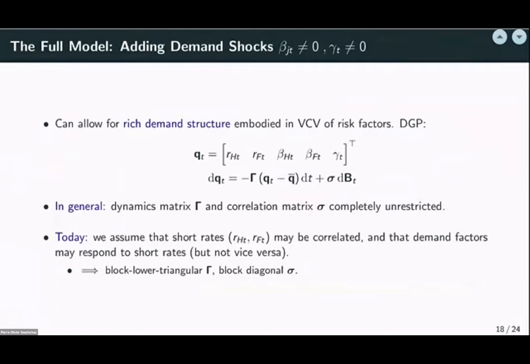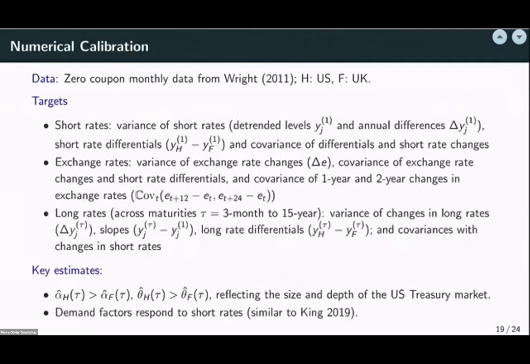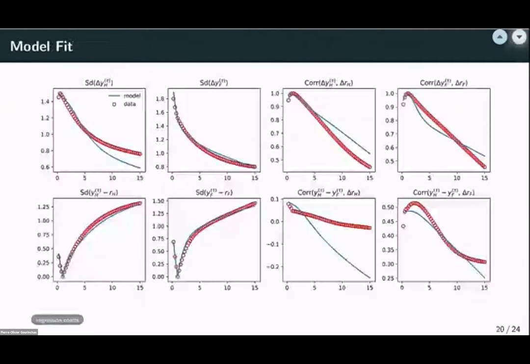So what is the full model? The full model introduces 5 sources of variation: the 2 short rates like I described up until now, and then 3 demand factors, 1 on the home bonds, 1 on the foreign bonds, and 1 specifically on the currency market, that is gamma. So we specify a process for all these shocks, then we put this into the model, and then we say, okay, let's try to match a bunch of moments in order to recover the parameters of the model.